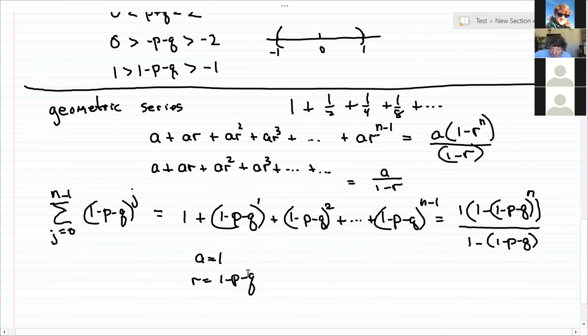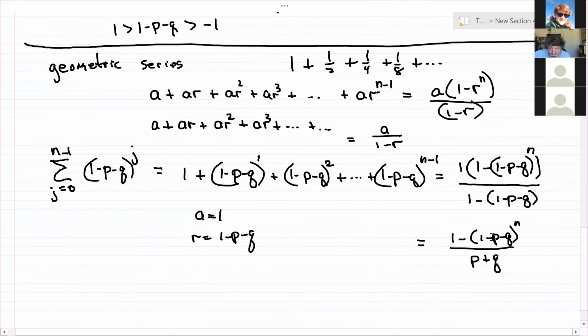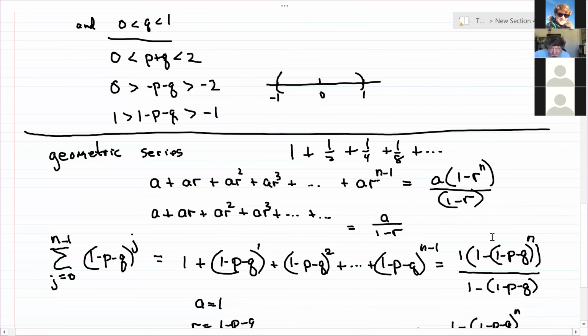Okay, so if you do a little more with this, there's not too much to do with the top. It is what it is. At the bottom, you can simplify. You can distribute the minus. In that case, the ones will go. And so what you get here looks like the top, which is (1 minus p minus q) to the n, all over what, p plus q. That's what's on the bottom. Okay, so we now have an expression for the sum.